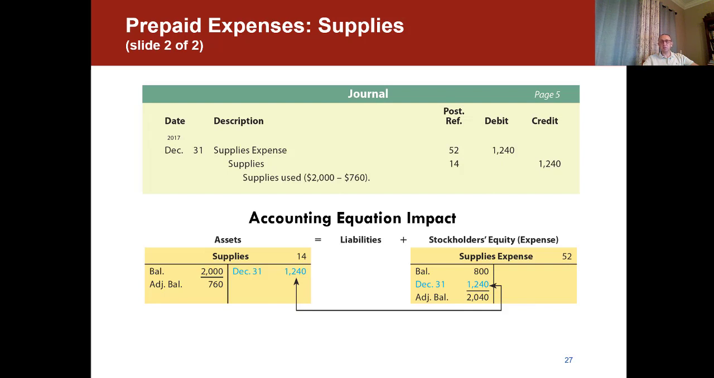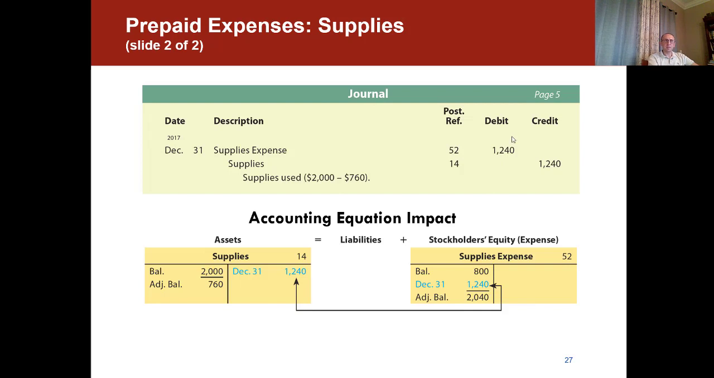Supplies expense is an income statement account. Okay, it's an expense. And expenses, they are recorded on the debit side. Supplies, they're also an asset. They like the debit side, but we are taking them down. We're reducing them. Because we're reducing them, we record them on the opposite side of their nature, which is the credit side. So we debited supplies expense, credited supplies for the $1,240.